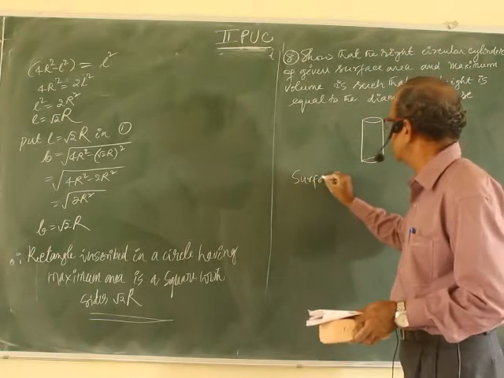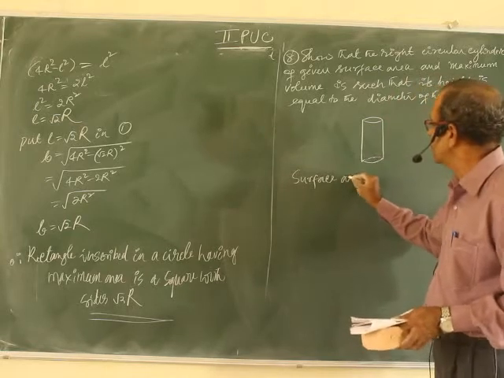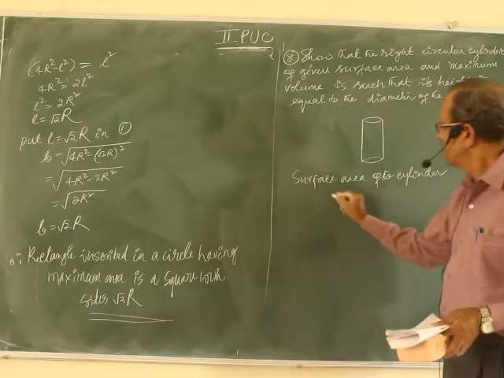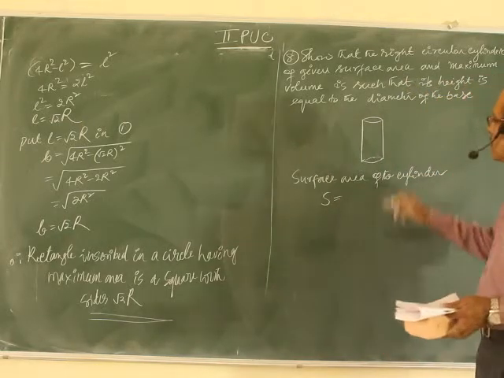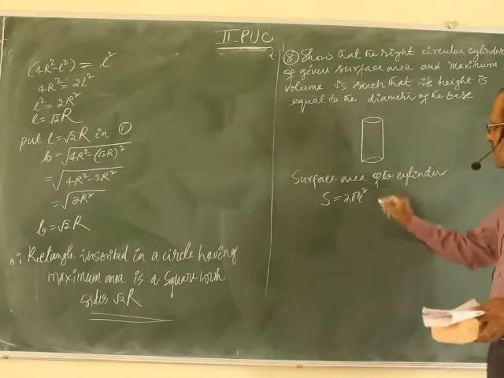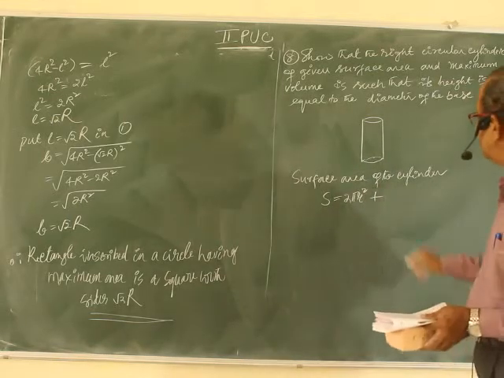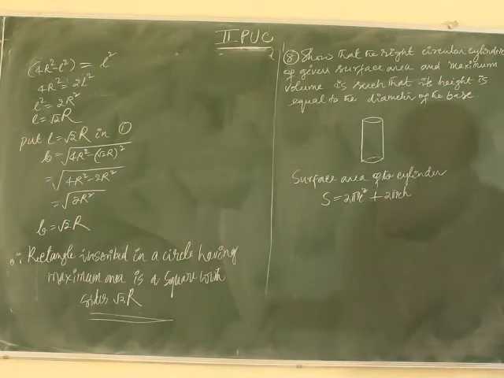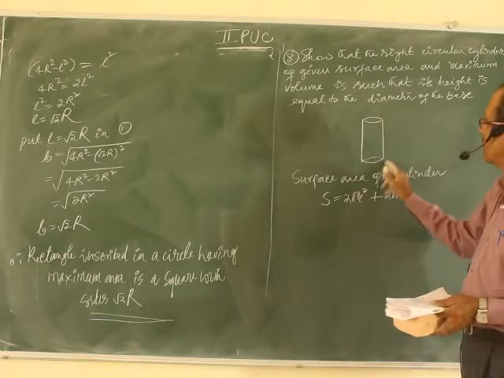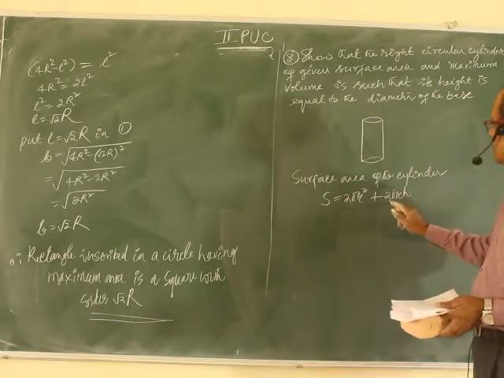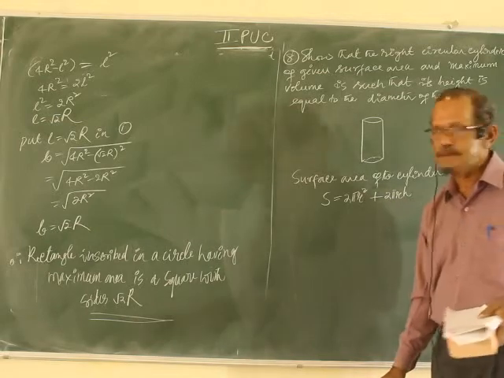Surface area of the cylinder, first write that it is constant. Surface area of the cylinder: S equal to, there are two circular surfaces, 2 pi r square, and curved surface, 2 pi r h. Correct, no? Surface area of the cylinder in total, S is a constant: 2 pi r square for 2 circles, curved surface is 2 pi r h, yes.